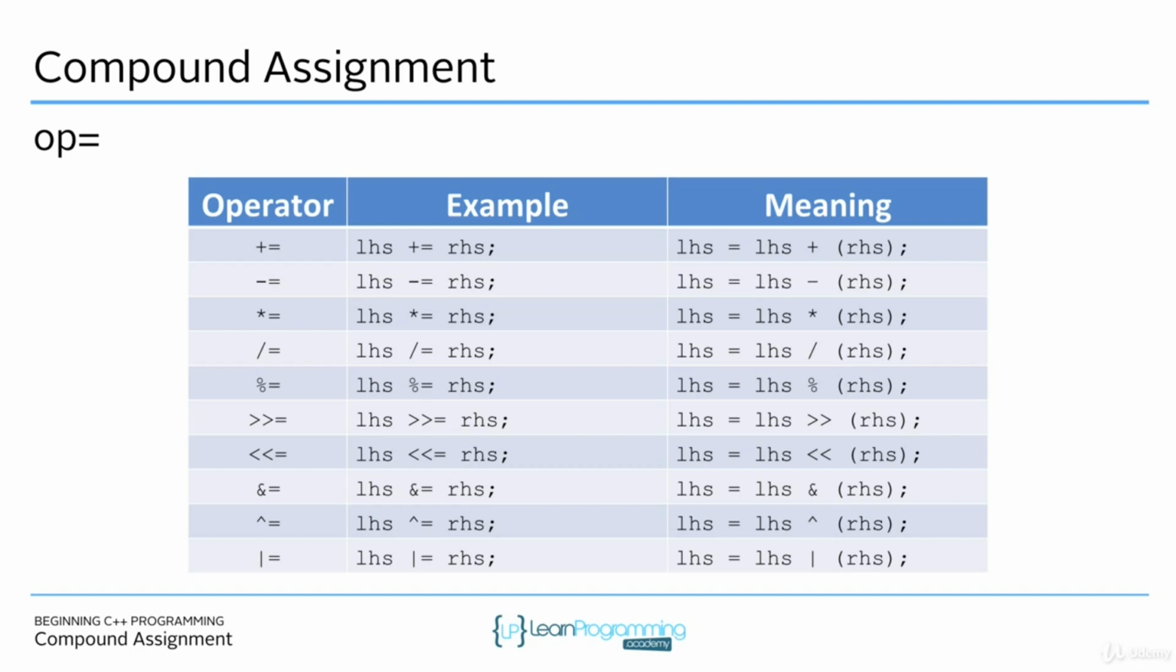So let's look at the first one in the table, the plus equal operator. We apply the operator as in the example column. For example, left-hand side plus equals right-hand side. The meaning of this would be to increment the left-hand side by the right-hand side, and then store the resulting value in the left-hand side. We'll see a few real code examples in the next slide. All of these operators work the same way. For example, the multiplication equal operator multiplies the left-hand side by the right-hand side and stores the product back in the left-hand side. Let's see some examples.